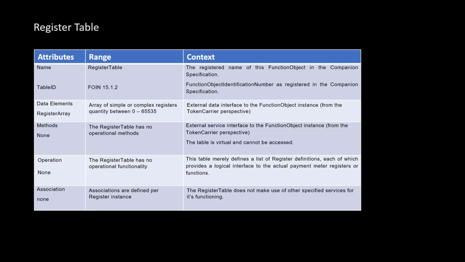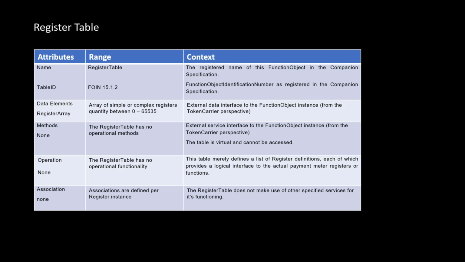So let's look at a typical register table. We have the name, the attribute name is table and the table ID. The range is a register table and the foin is 15-1-2. The context is a registered name of the function object in the companion specification. And the foin is the function object identification number as registered in the companion specification. The data elements is a register array, an array of simple or complex registers between 0 and 65535.